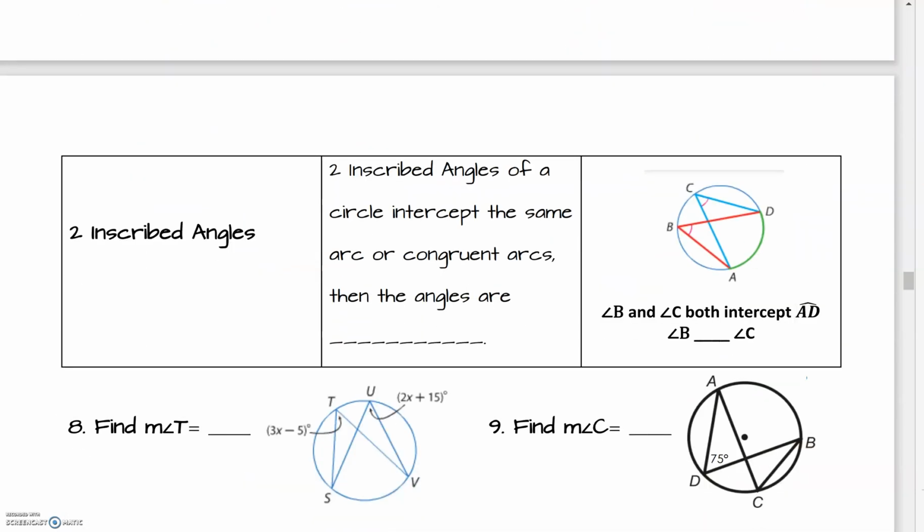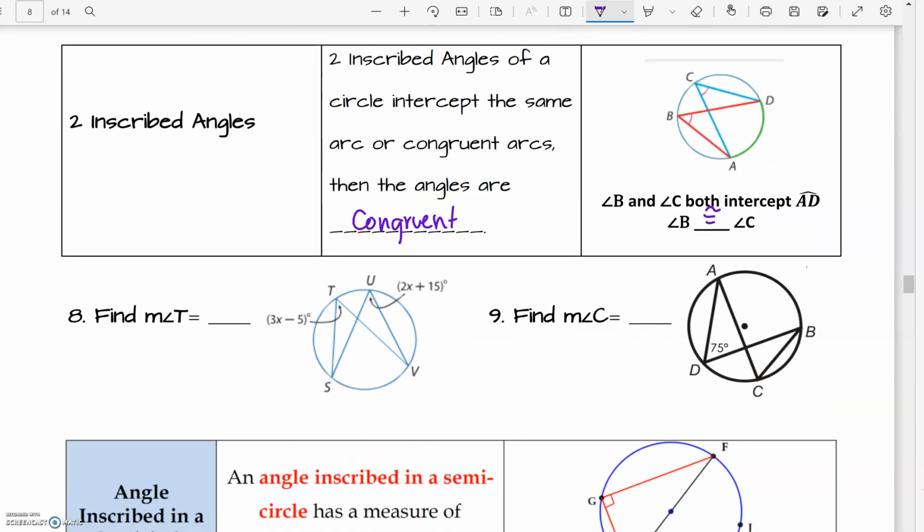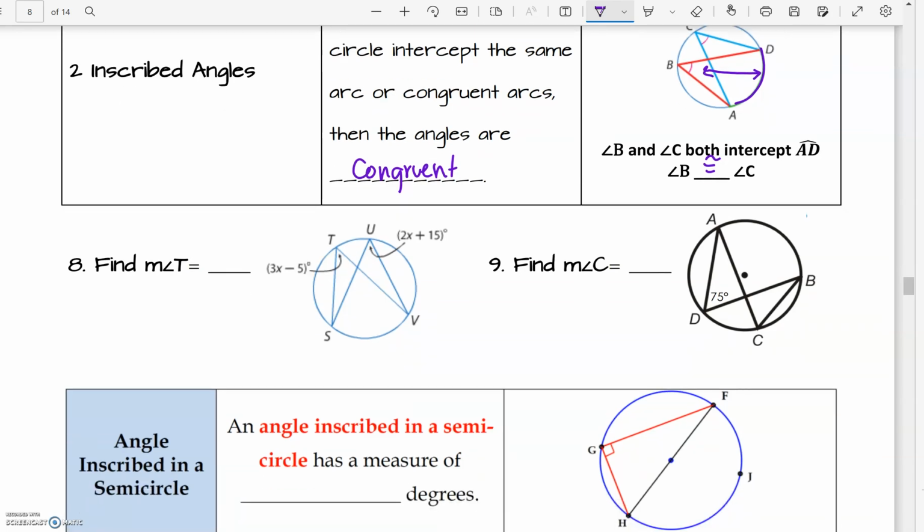What if we have 2 inscribed angles and they share an arc? Then those angles are going to be congruent. So B and C would be congruent because they share that arc AD. So if we look at this angle, it's across from AD. And then if we go this direction, this angle is across from AD. So these two share arc SV, so they must be equal to each other.